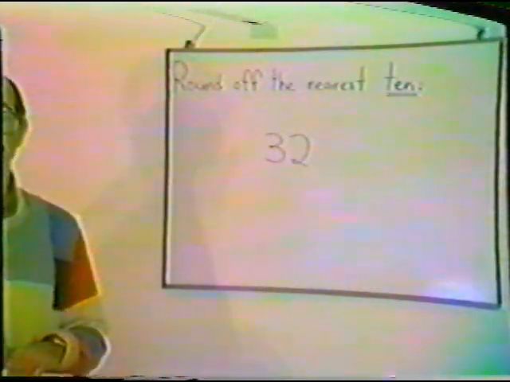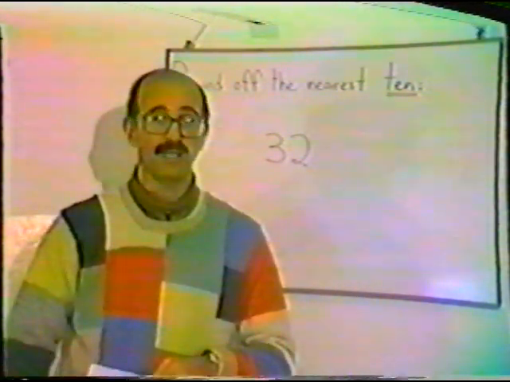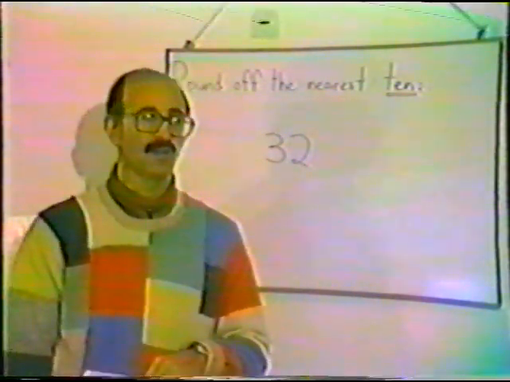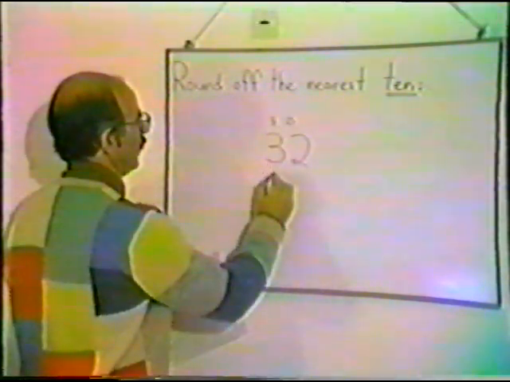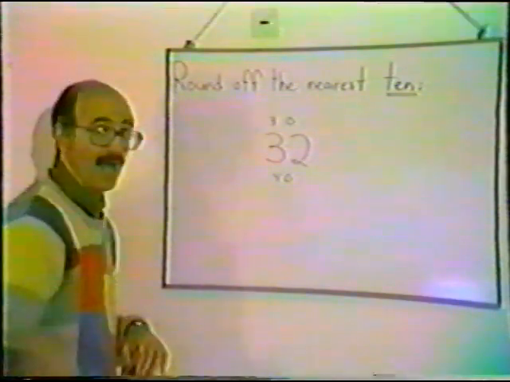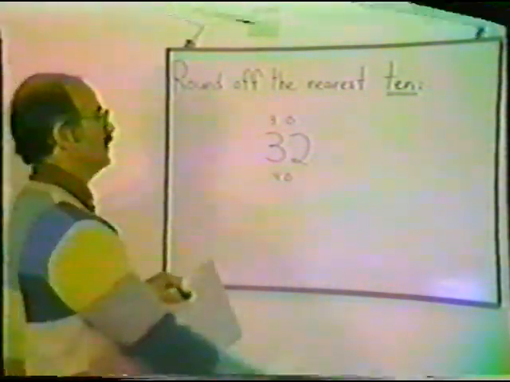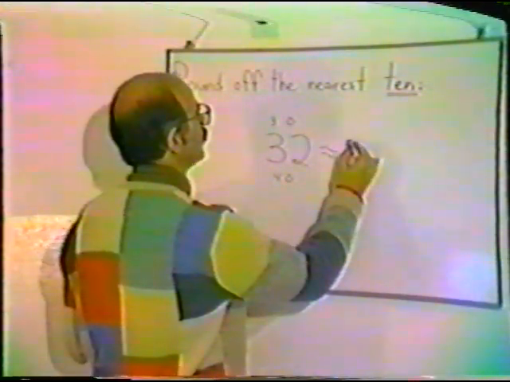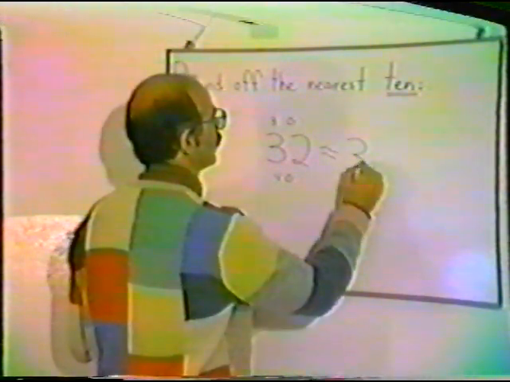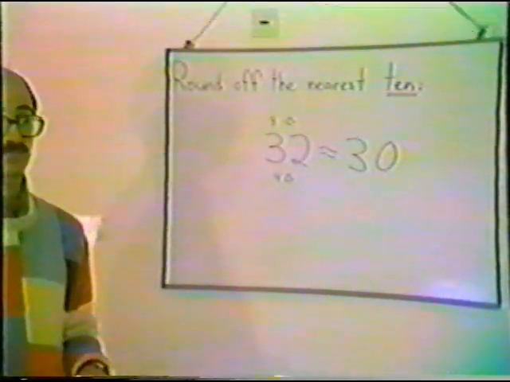Counting by tens, what two numbers is 32 in between? 30 and 40. And which is it closer to? 30. It's closer to 30, so we say that 32 rounded off to the nearest 10 is 30.